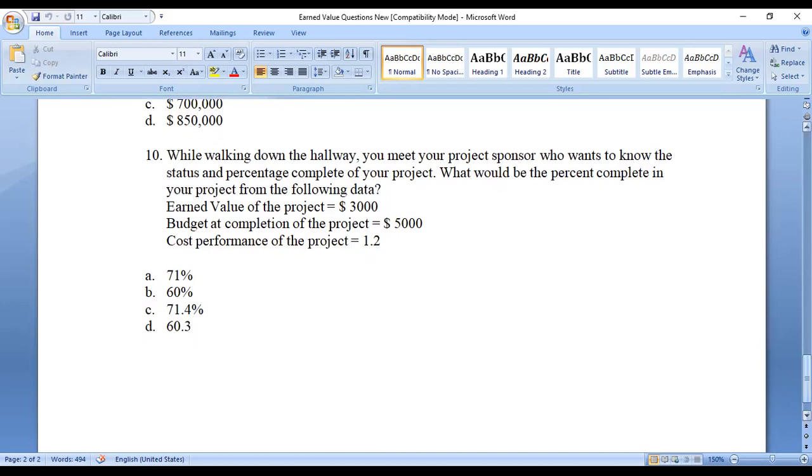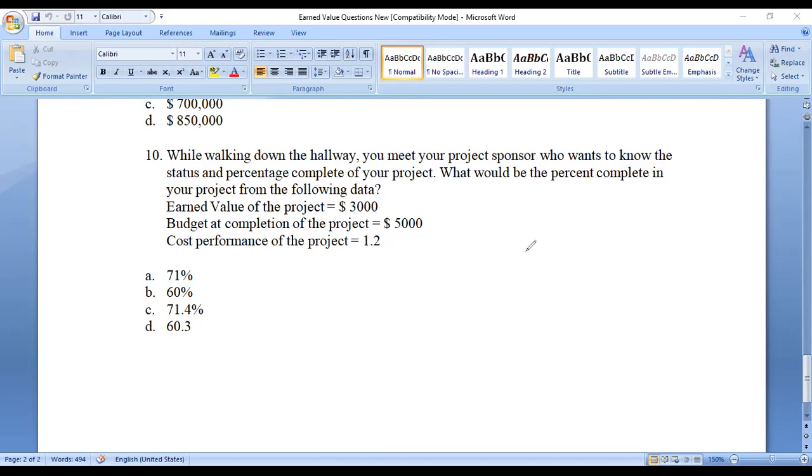While walking down the hallway, you meet your project sponsor who wants to know the status and percentage complete. What would be the percent complete in the project from the following data? Earned value is 3,000, budgeted completion is 5,000, and your CPI is 1.2. So it's percent complete. That means the percentage of work completed out of 100%. How much percent of work till date is completed? How much money have you spent out of the 100% money which we planned to spend? Always the planned money should equate with the money which you're going to spend.